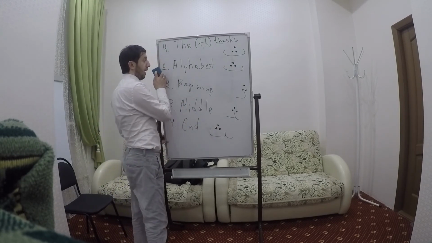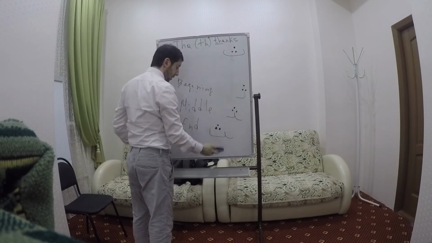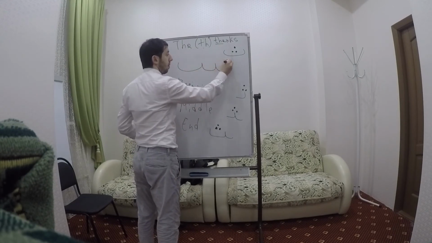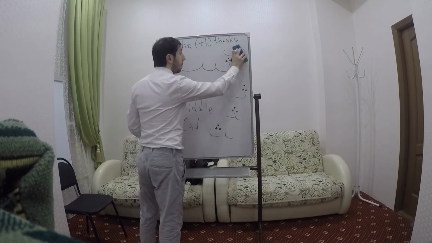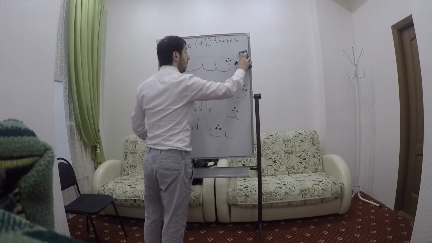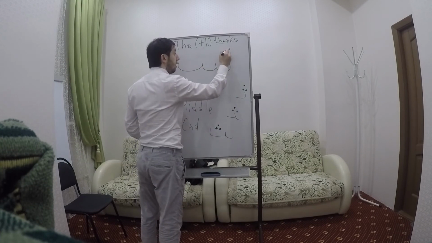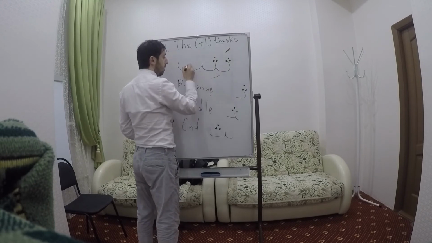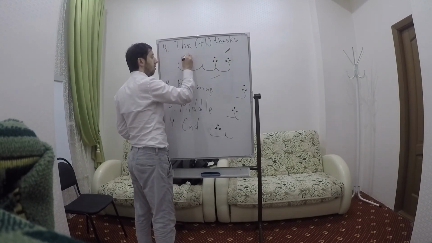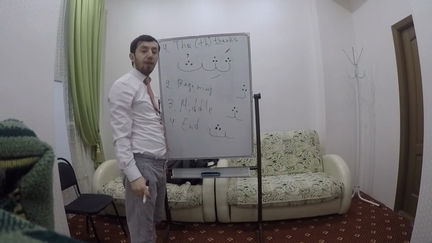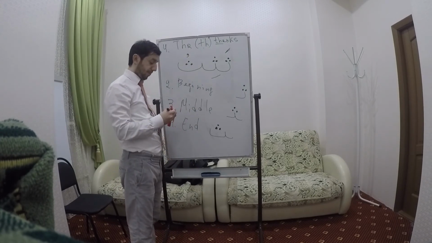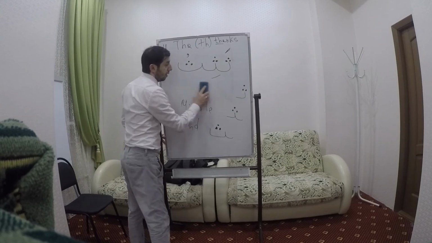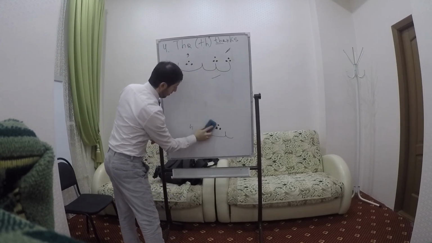So if we write three forms, I mean beginning, middle, and end form, it should be like this, and we can use three harakats. So it is tha, this one is thi, and this one is thu. Tha, thi, thu. And yes, four letters.